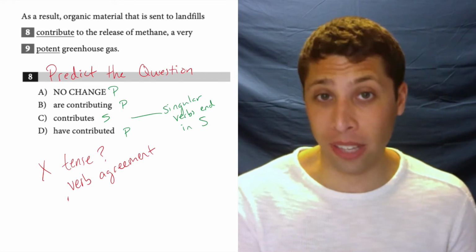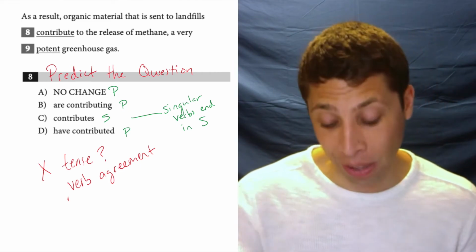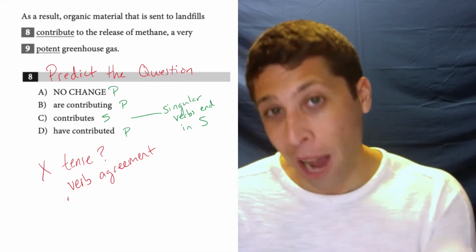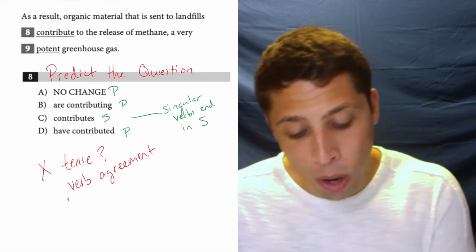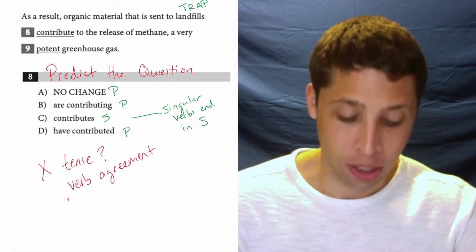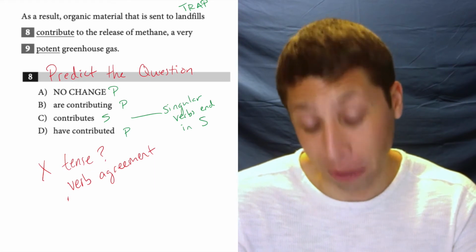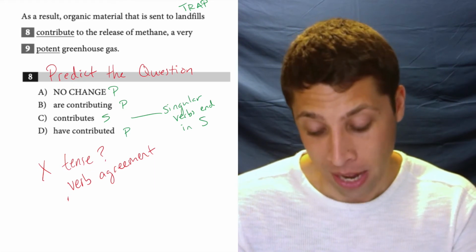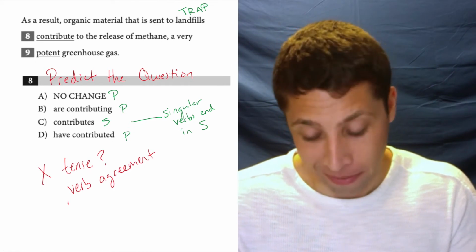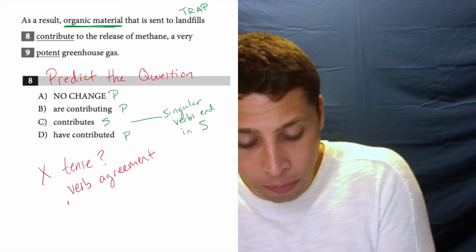So use simple sentences. But here, what we want to do is ask the same question. What's doing the action? That's what our verb needs to agree with. So there's another little trap here. They want you to think that landfills contribute to the release of methane. It's kind of structured that way, and that would be plural. And so that would mean that A, B, or D are right. But that's not the actual subject. The actual subject is organic material.